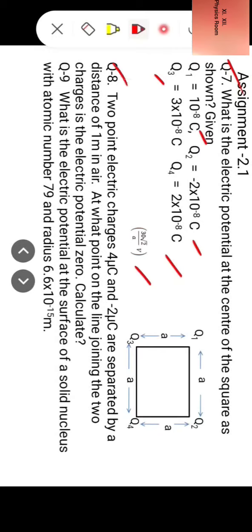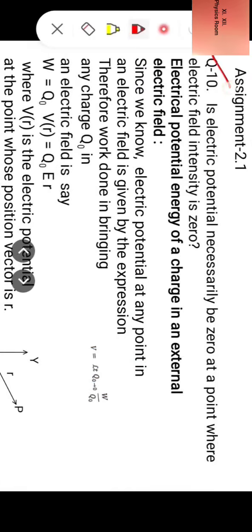Question number 8. Two point electric charges 4 microcoulomb and minus 2 microcoulomb are separated by a distance of 1 meter in air. At what point on the line joining the two charges is the electric potential 0? Calculate. Question number 9. What is the electric potential at the surface of a solid nucleus with atomic number 79 and radius 6.6 into 10 raised to power minus 15 meter? Question number 10. Is electric potential necessarily 0 at a point where electric field intensity is 0? You give the answer to this question.